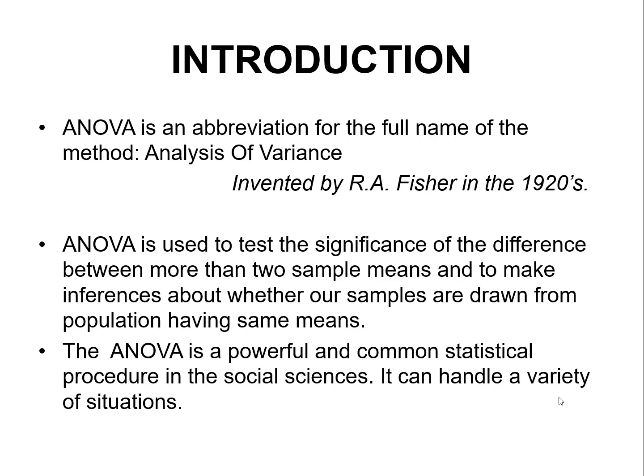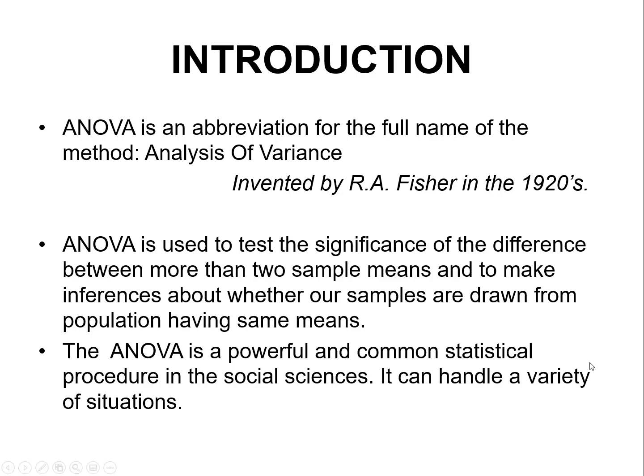Let's suppose we have A, B, C, 3 groups. We can compare A with B, then A with C, then B with C. This way we will perform multiple t-tests, and at the end the result will be a little bit complicated. So ANOVA is the right remedy for analyzing variation between multiple groups, which means more than 2 groups.